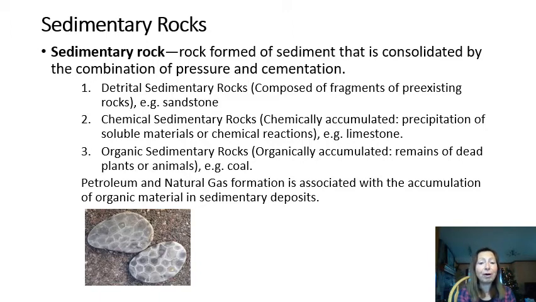An example of the picture that I wanted to show you here is Petoskey stone, of course, the state stone of Michigan. And this is another example of organic sedimentary rock. Those are ancient corals that developed in the Great Lakes region when it was under a shallow tropical ocean.